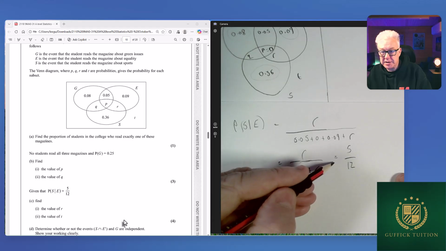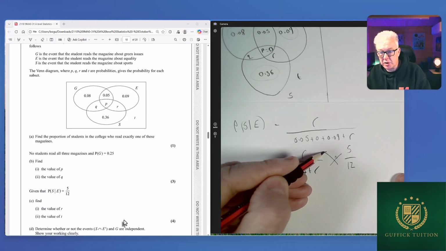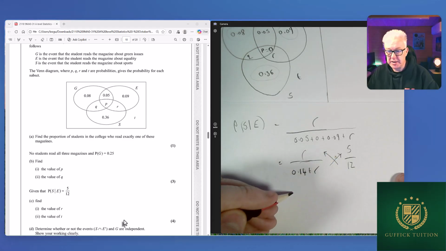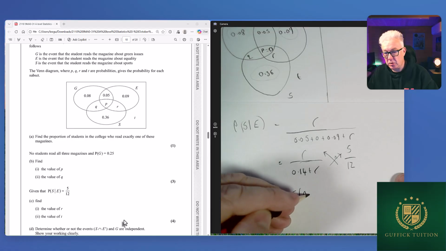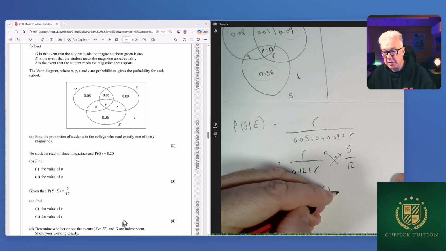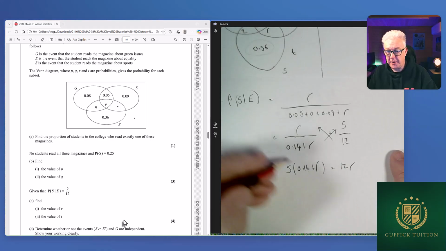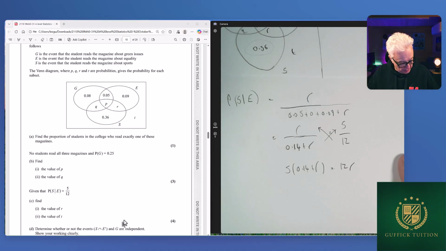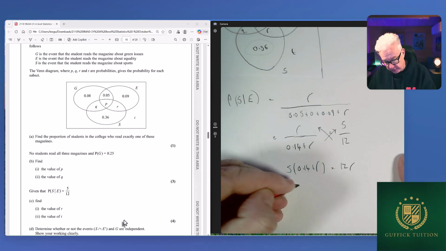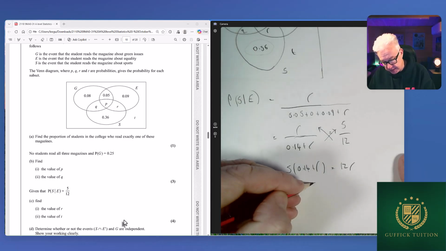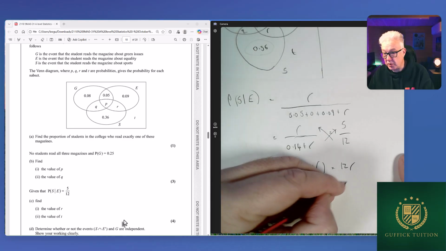Now, we need to solve this for R, so we can just cross multiply. So we can say that 5 times (0.14 plus R) is equal to 12 times R. Okay, so we're going to have 0.14 times 5, which is going to give us 0.7. So we have 0.7 plus 5R is equal to 12R.